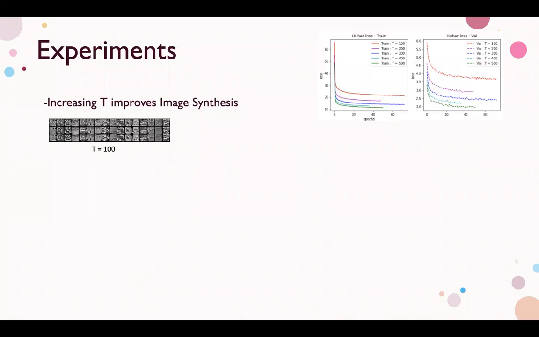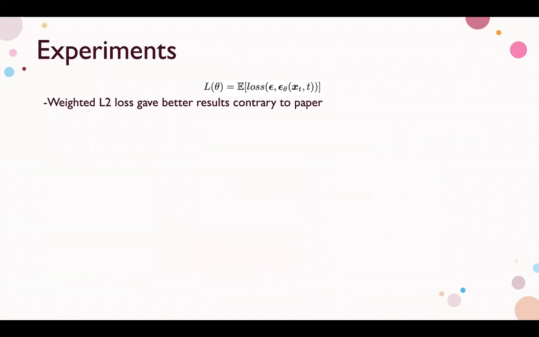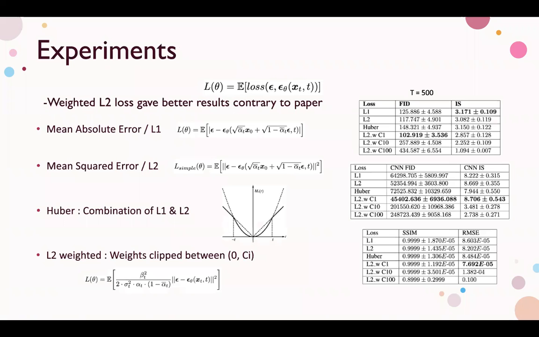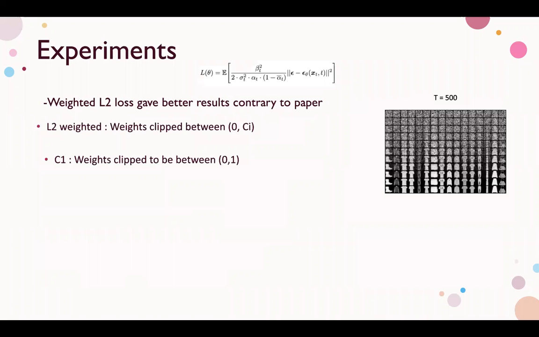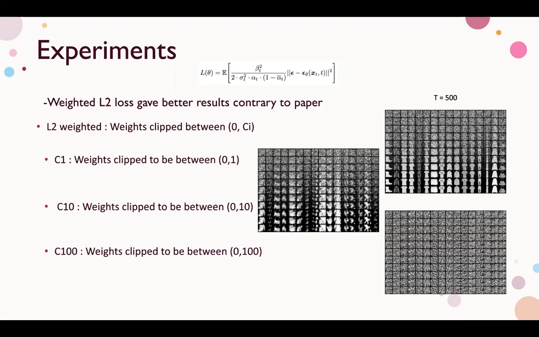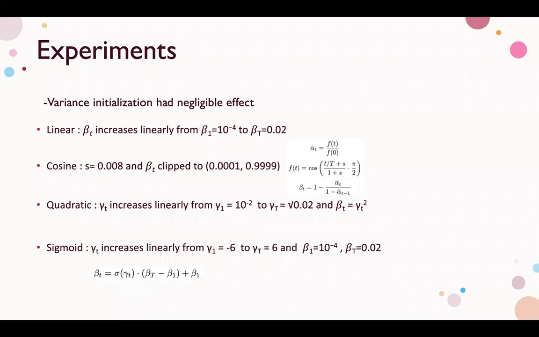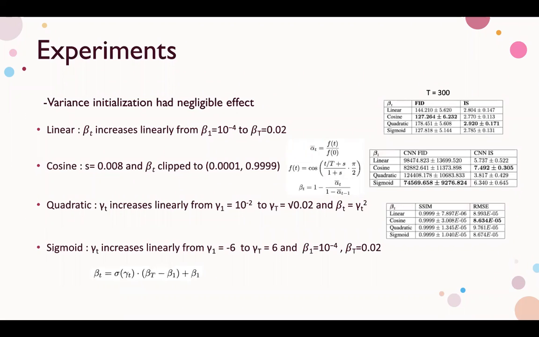Now, coming to experiments, from what I see, if you increase T, as you increase the length of the Markov chain, you get better quality images. And also when coming to the loss functions, I tried out all of these and I found that L2 weighted loss with clipped weights between 0 to 1 gave me best performance. And turns out this clipping is very crucial because this clipping makes the training stable. And if I go to anything above 1, the images generated are very poor and basically the training becomes extremely unstable. Now, lastly, I did try some variance initialization techniques. I tried linear, cosine, quadratic, and sigmoid, but it didn't seem to have much effect.